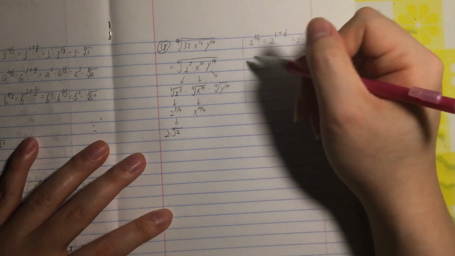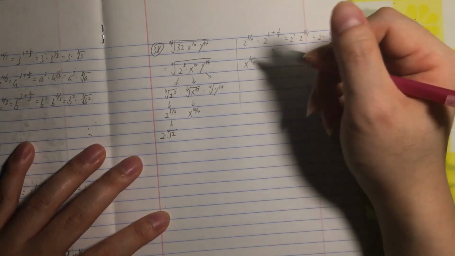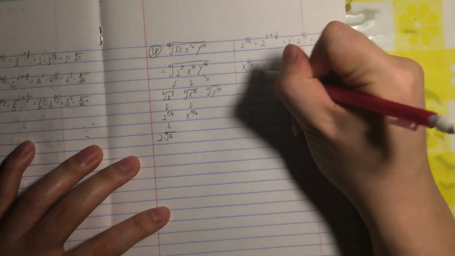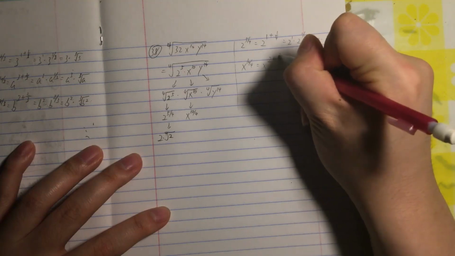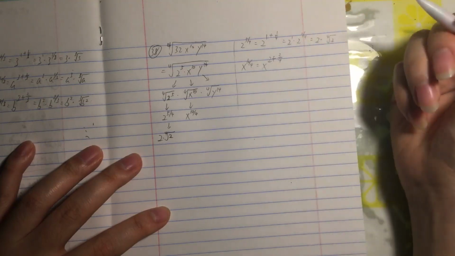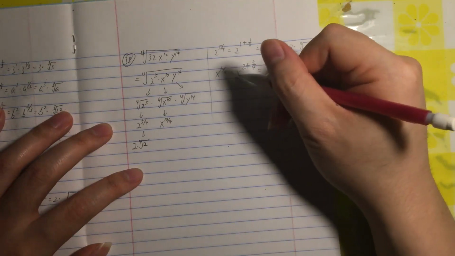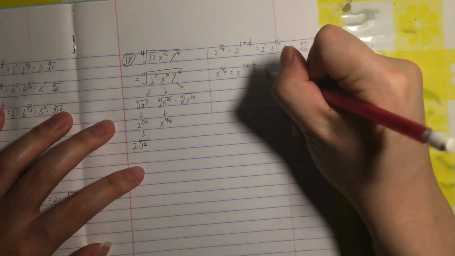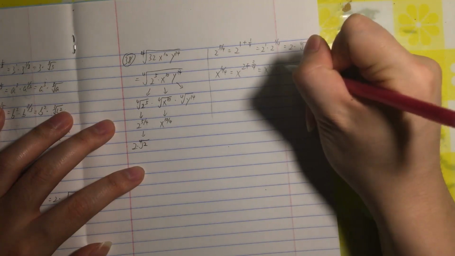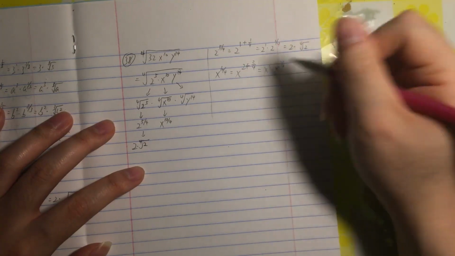10 over 4 is an improper fraction. Let's first of all write it as a mixed number. 10 over 4 can be written as 2 and 2 over 4. Then, by the law of exponents, x to the power of 2 plus 2 over 4 is x squared times x to the power of 2 over 4.